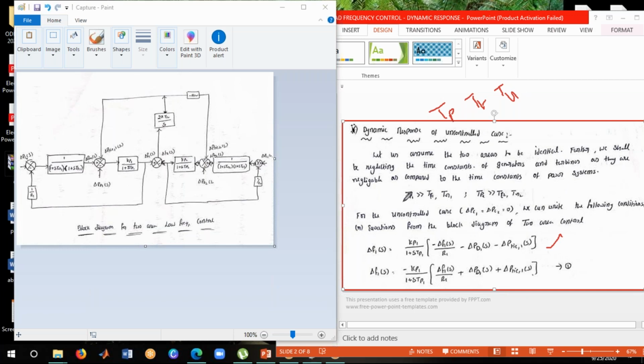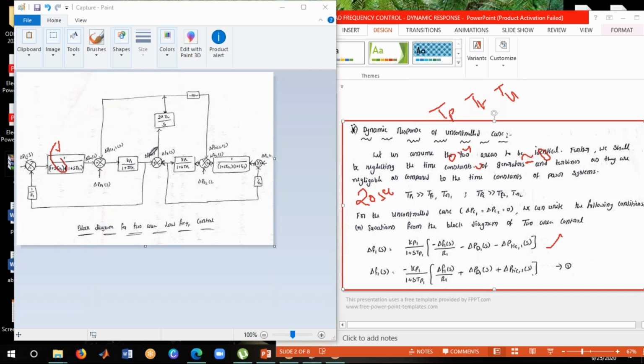When compared to these three, TP, the time constant for the generator, is more. As we already saw in the previous single area system, the time constant for this one is approximately 20 seconds, and for the turbine time constant and governor time constant, it is approximately 0.4 and 0.5 seconds. So it is completely considered as 0. Now if you take that as 0, this entire block will be eliminated here.